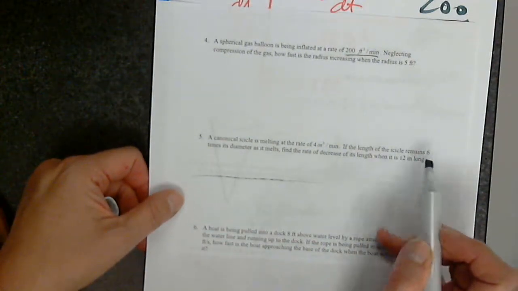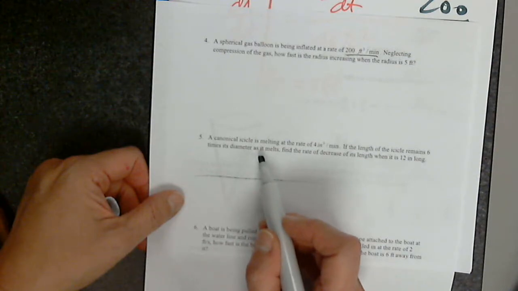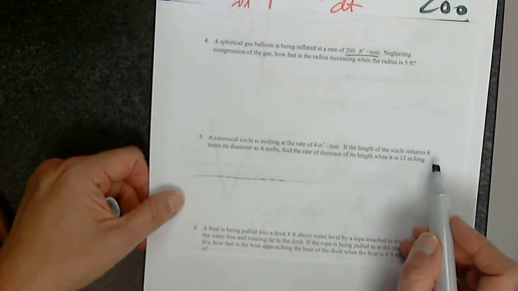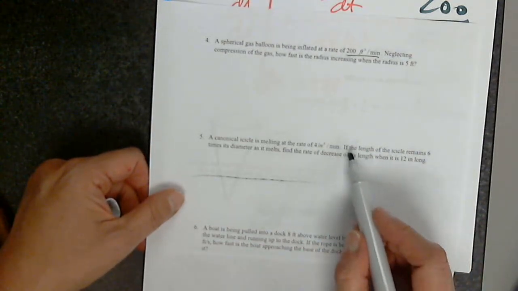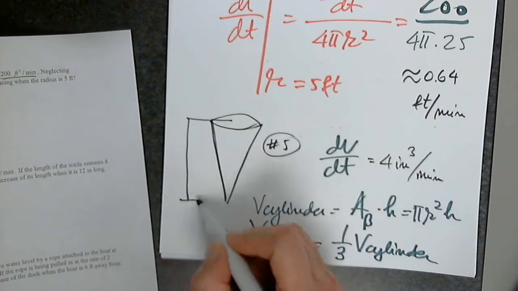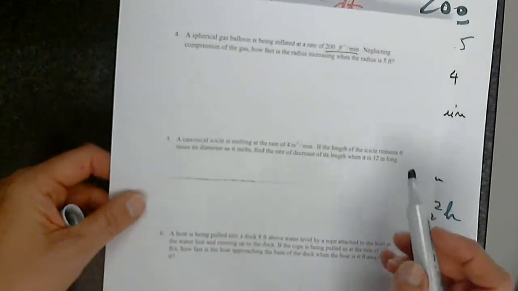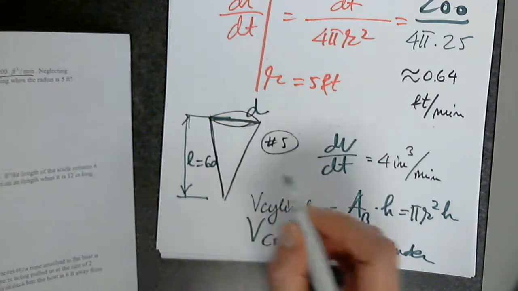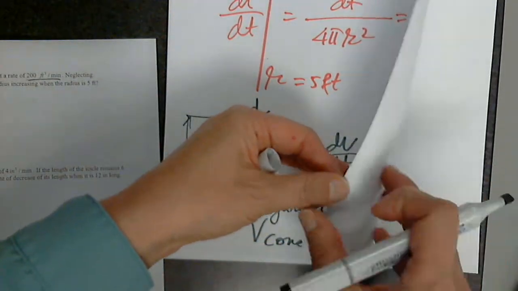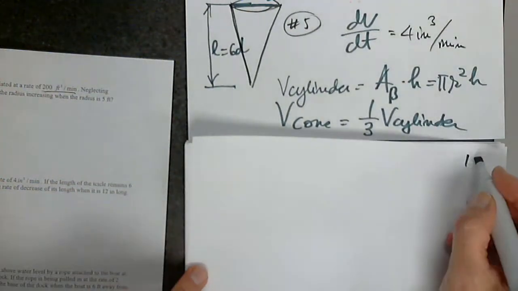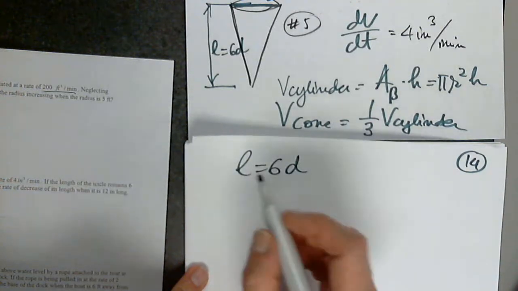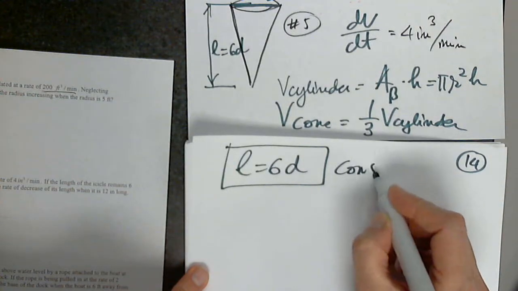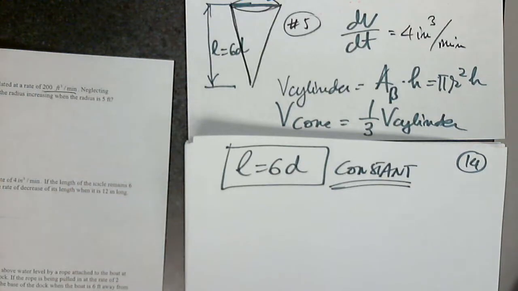If the length of the icicle remains 6 times its diameter as it melts, find the rate of decrease of its length when it is 12 inches long. Sounds complicated. Let's read again. If the length of the icicle, this is the length, so L equals 6 times its diameter. So at any point in time, it is melting, but somehow the length is 6 times the diameter at all times. This I have to use in the problem. This is not something that comes into play at the very end. This is a constant situation. This is in place at any point in time, at any instant.